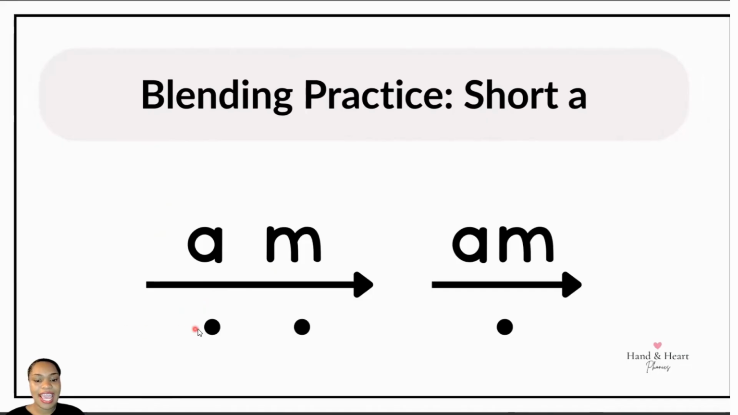Our next word contains the letters A and M. Together they say am. Say it with me. Get ready. Am. Blend by yourself. Yes, this is the word am. What word? Yes, am.